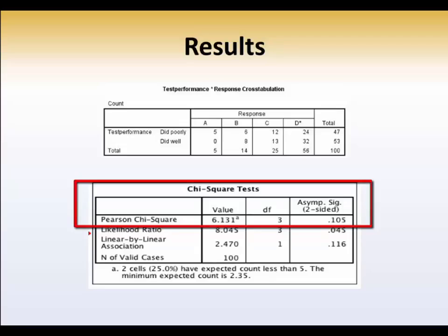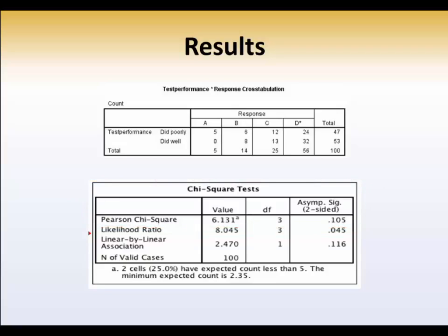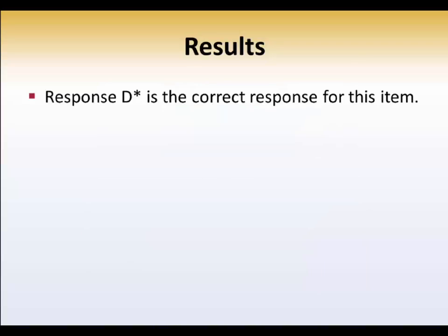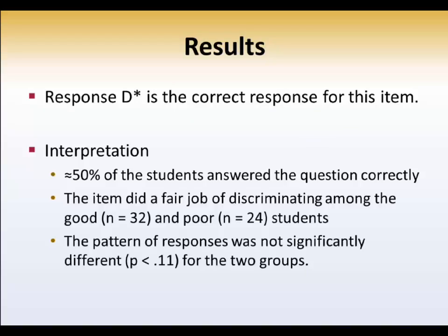And here we find the chi-square to be 6.131, and that is not a significant difference if you have 3 degrees of freedom. In other words, there's not a relationship between which group you were in and how you responded to this item. How do you interpret those results? First, recall that D is the corrected response. So the interpretation is about 50% of the students answered the question correctly, which is what test constructors shoot for. The item did a fair job of discriminating among the good, 32, and poor, 24 students.